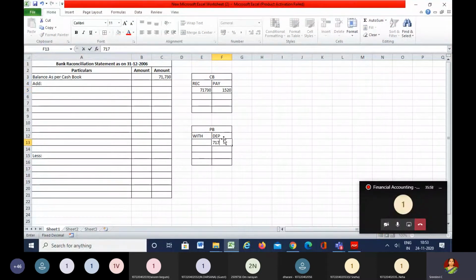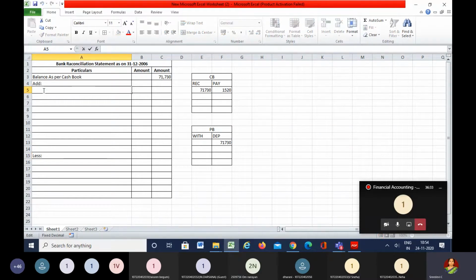So let us also assume that 71,730 is also there as a deposit in the bank. Out of this, when you are disclosing a payment here, the balance in the cash book is decreased. Because it is still not been presented before the 31st of December 2006, the passbook balance is showing more. So cash book is less and the passbook is more. Because the other book is showing more balance, we need to add it over here.